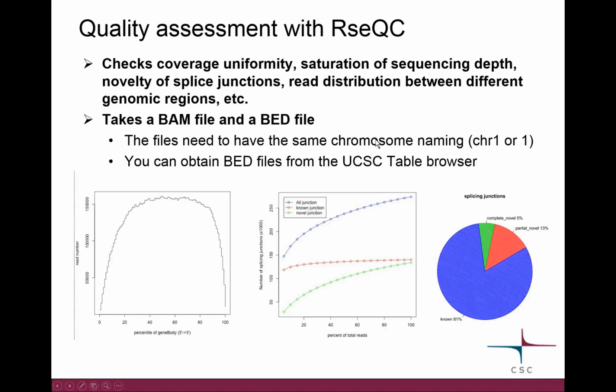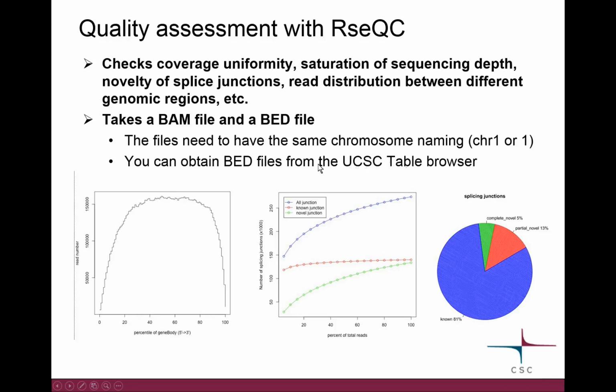In Chipster and in general, this RSeQC tool takes in the BAM file, and then it can take a bed file as an input. In Chipster, we already offer you some of the bed files. They are created from Ensembl genes, so you can use those. And you can also bring your own bed file to Chipster if you want to. You can obtain those from, for example, the UCSC table browser.